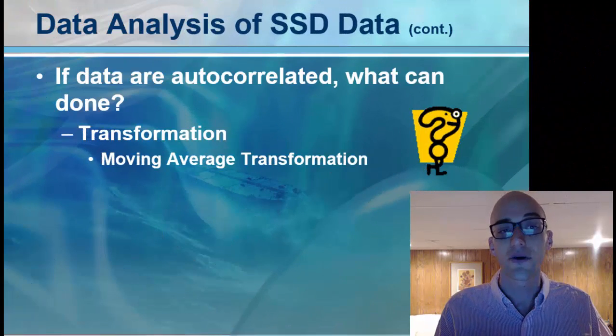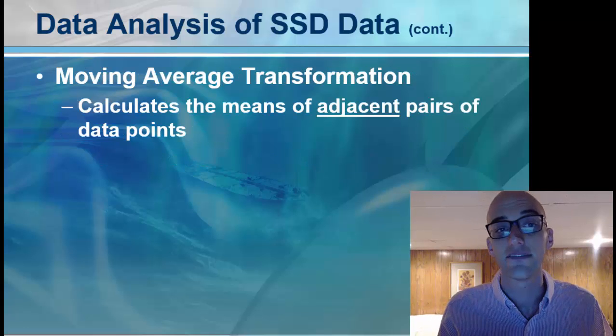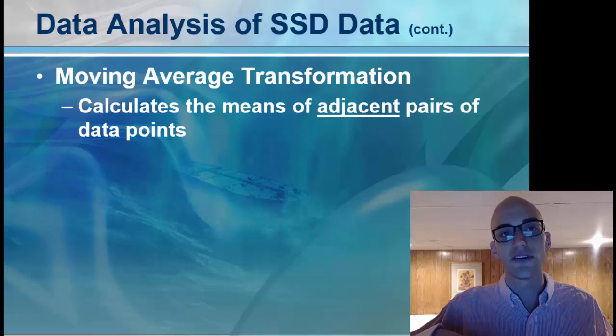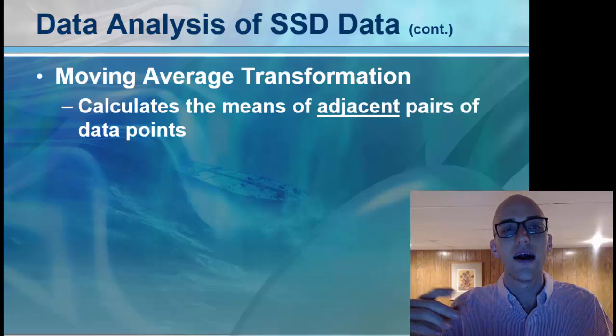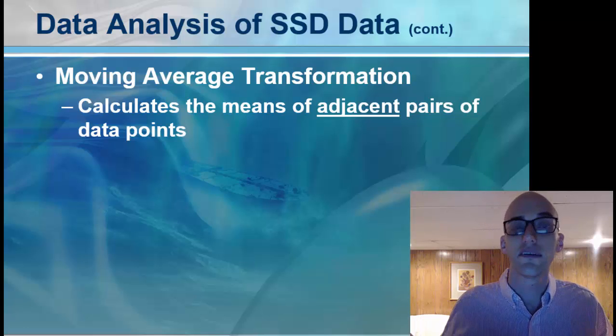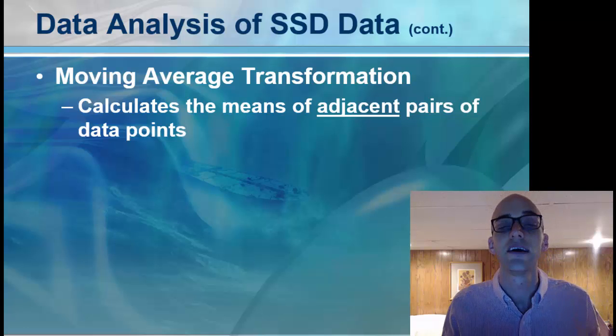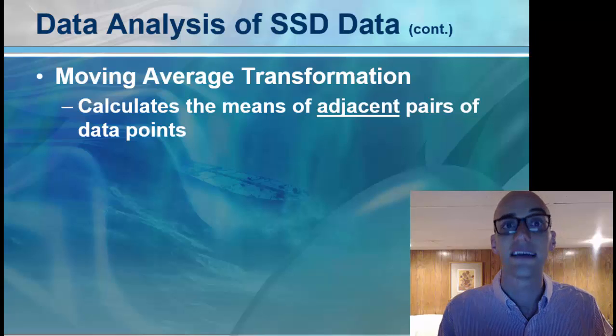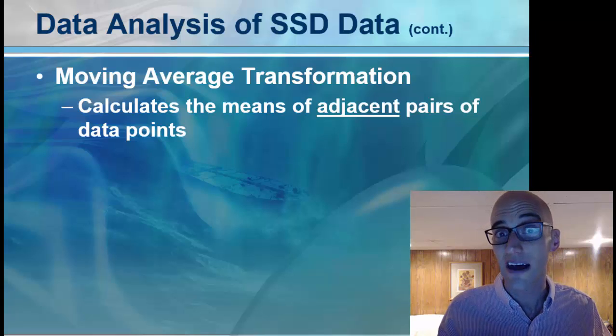If your data is autocorrelated, you can do a transformation like a moving average. So a moving average transformation calculates the mean of adjacent pairs of data. So as opposed to that last slide where I showed you 1, 3, 1, 3, you would just be taking a 2 as their moving average for all those times. And then that way you can take their average baseline and compare it to their average intervention. And then we don't have any issues with independence of observation.